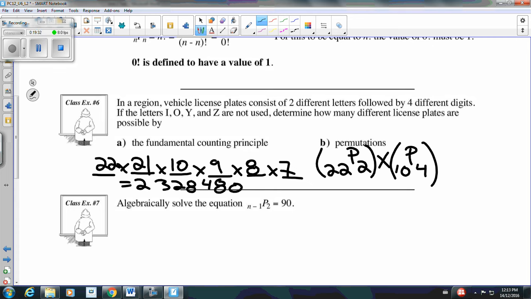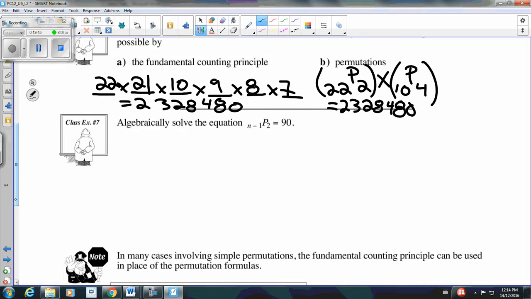The simplest way is to just punch this into your calculator using the permutations function, and of course we get the same answer. You could use the formula as well, but it's a lot simpler to use the function on your calculator. Questions like this is when we do need to use the formula though.